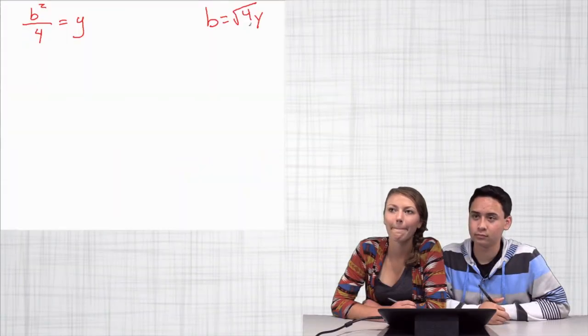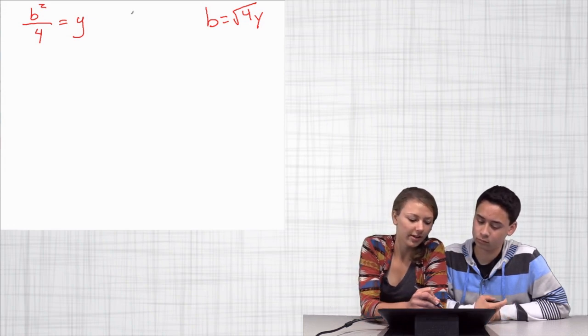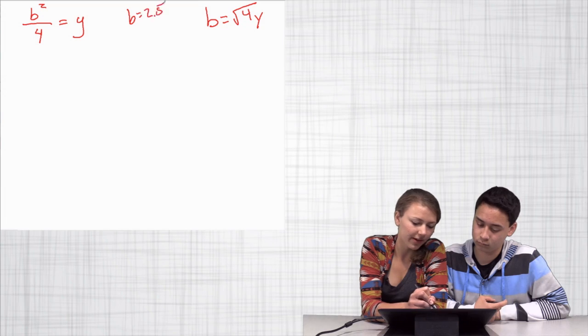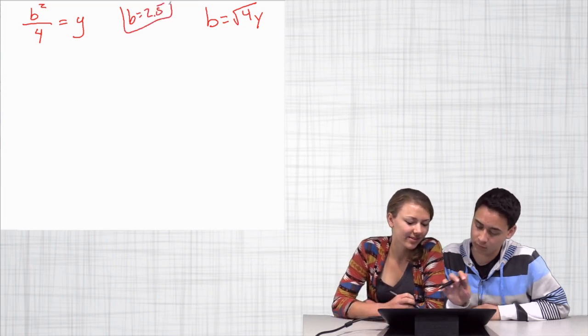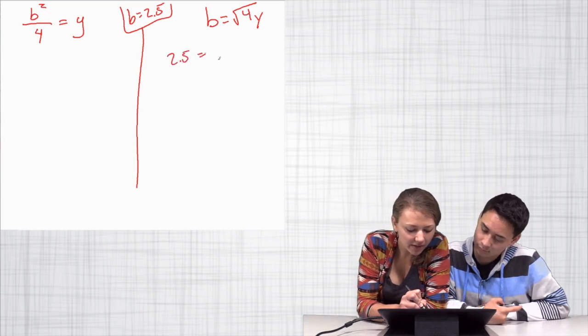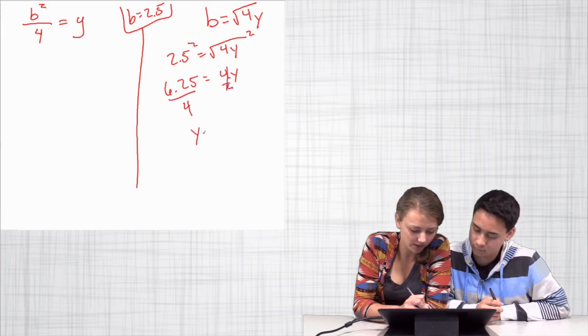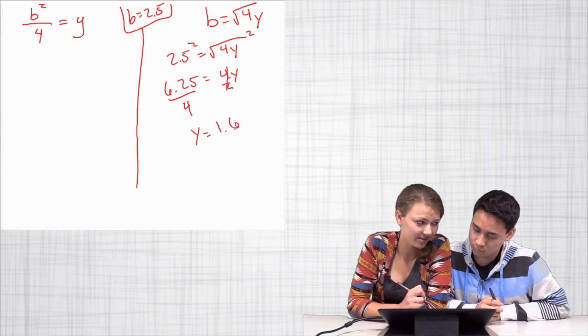Suppose I want you to tell me what the y value of a point is on the parabola when b is 2.5. Okay, so b equals 2.5. Which one do you want to use? This one? Okay. So we'll say 2.5 equals the square root of 4y. Square. 6.25 equals 4y. Divide by 4. Y equals 1.5625.